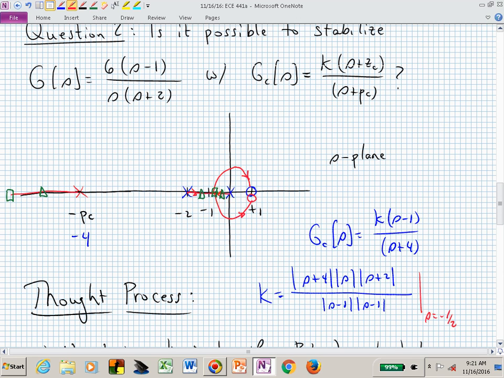Now, if my breakaway is closer to the origin than minus 1/2, what's one of those poles going to be? If one is at minus 1/2 and the breakaway, is it clear what I'm asking?